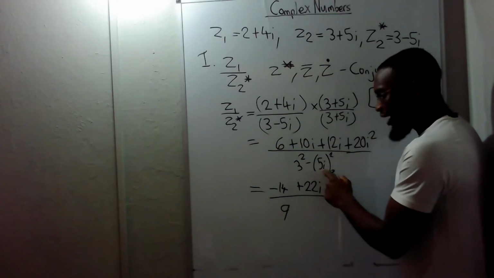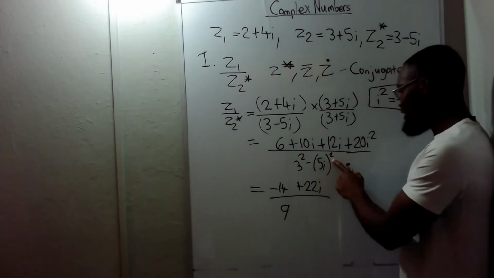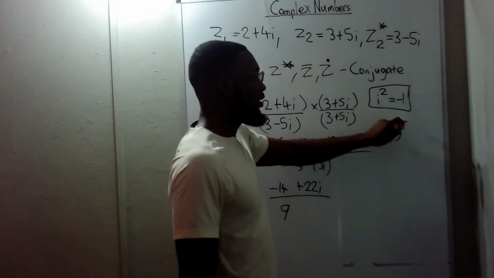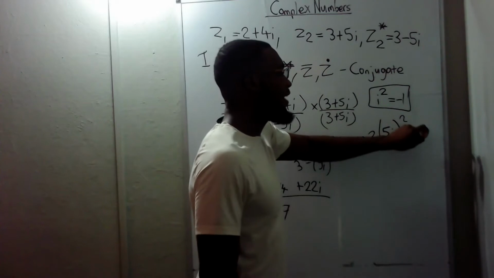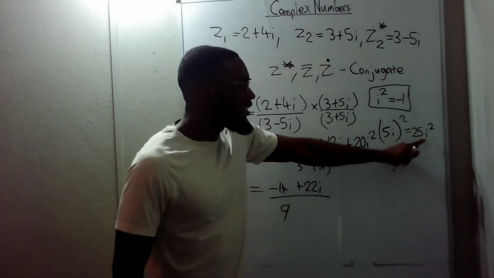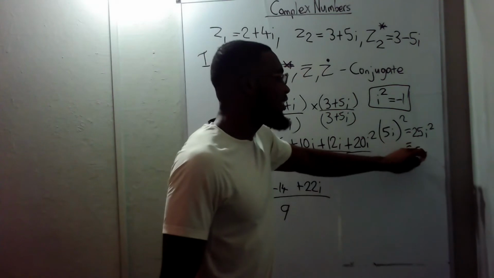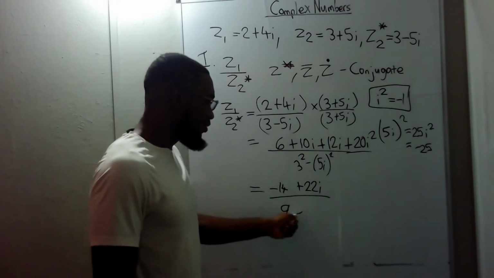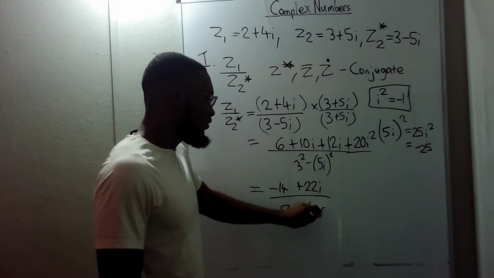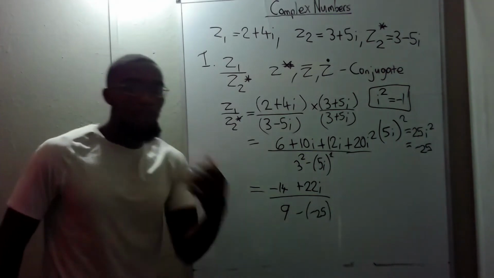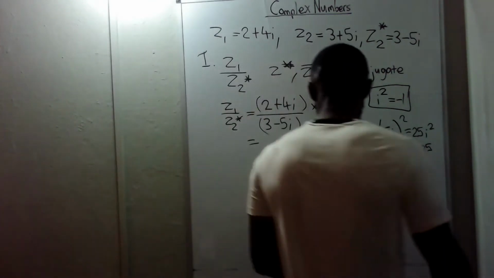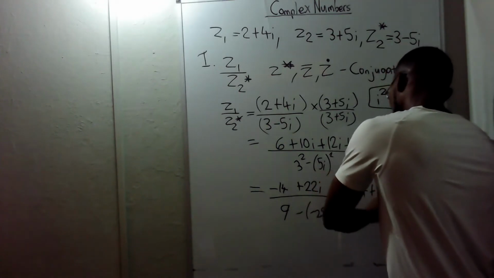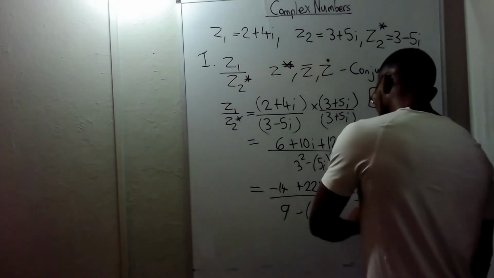Now 5i squared is 25i squared. But i squared is negative 1, so this is really negative 25. But then you have a minus sign in front of it, so it's minus minus 25. Minus and minus become plus, so it works out to be minus 14 plus 22i over 36.